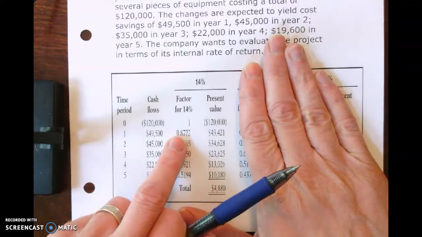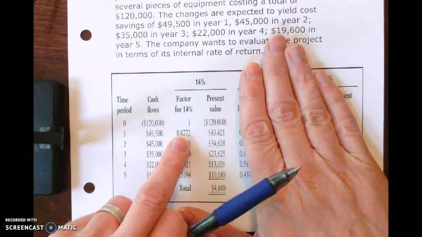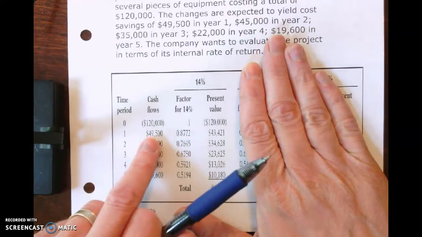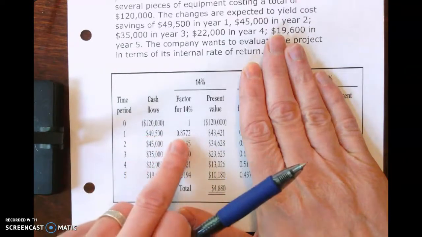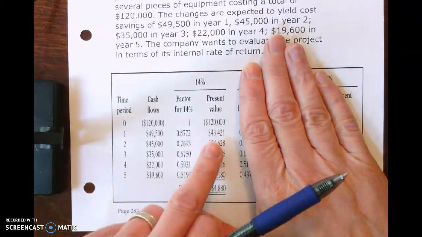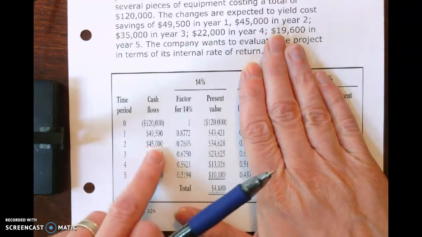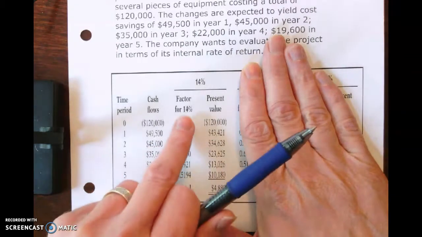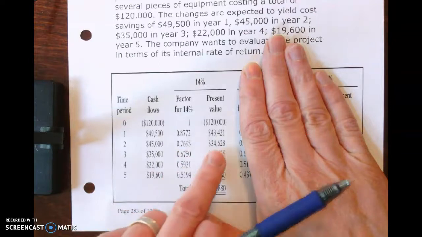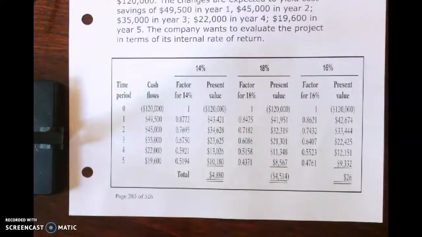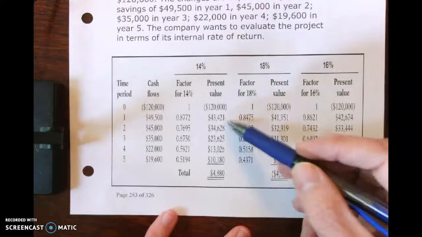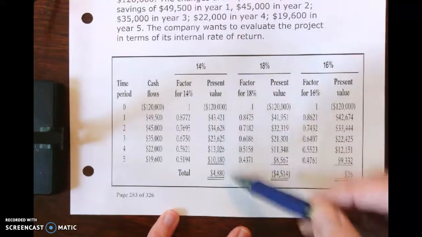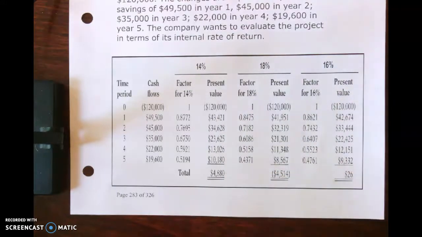At 14%, present value of a single amount table, 14%, period 1. This is our factor. Then I take my 49.5 times my 0.8772. This gives me my present value. Repeat it, 45,000. This is my factor at period 2 for 14%, 0.7695. There we go. Repeat that through period 5, and then we add up all of our cash inflows, subtract out our cash outflow, and then we get a positive net present value.